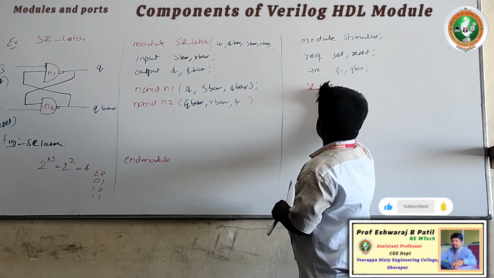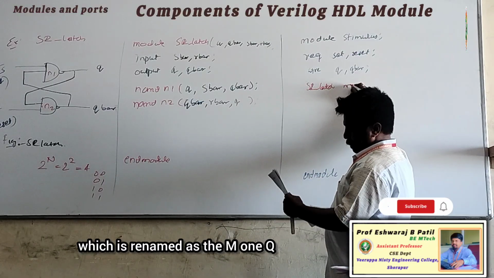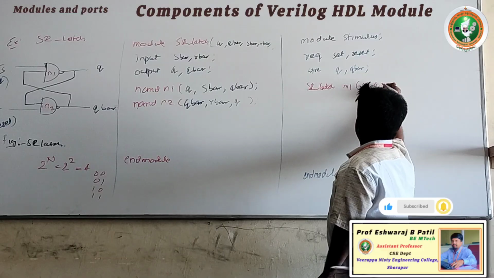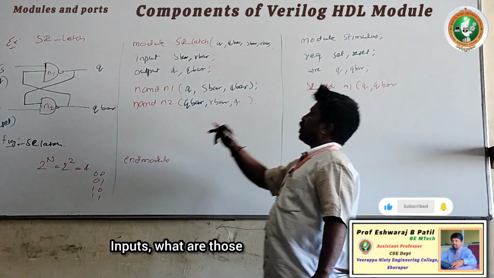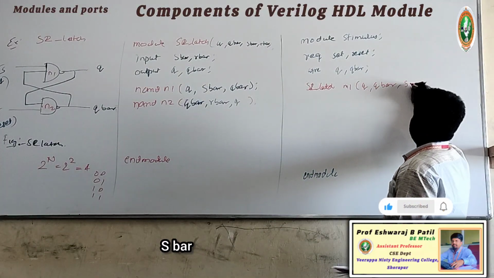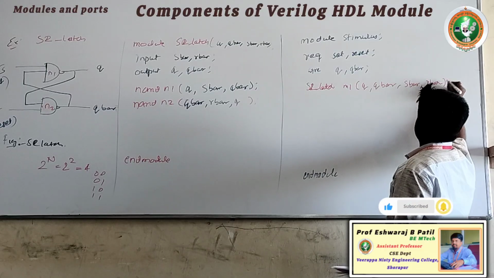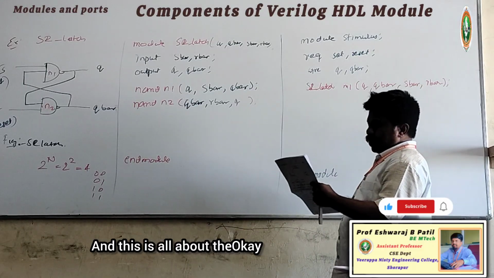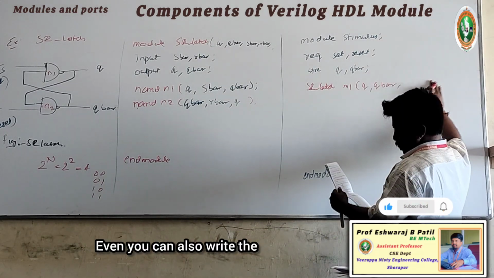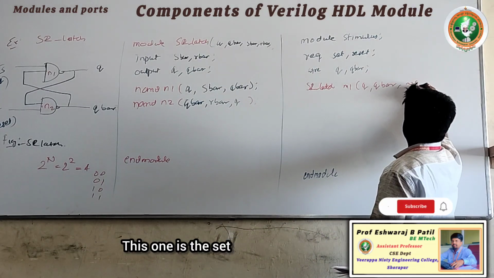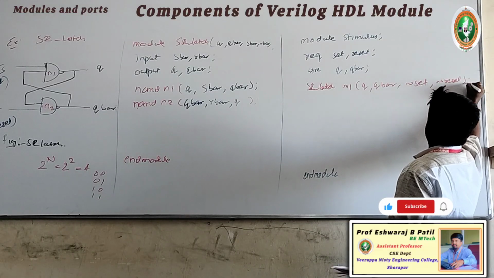The model name can be SR latch, which is named as M1. First I have to give the outputs here, Q and Q bar. Inputs, what are those? S bar and R bar. You can also write this as the set and the reset. Okay, this is the set.